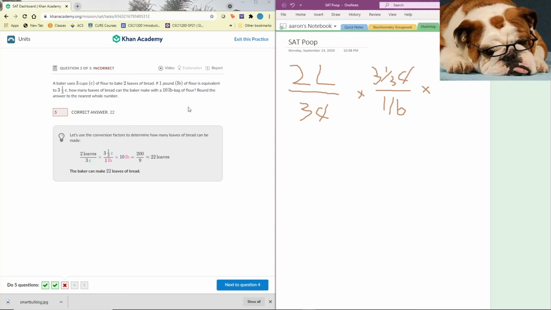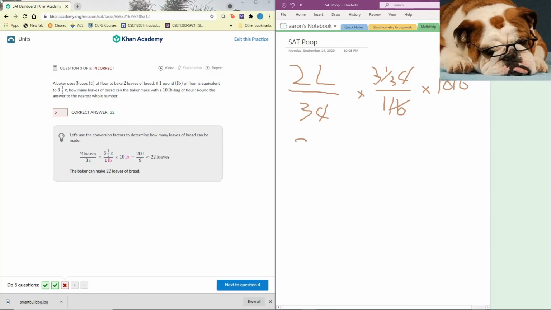And as you can see, just like we said, we need something with pounds in the numerator. Well, 10 is in the numerator, and it's 10 pounds. So 10 pounds. And this cancels that. And let's see what unit we're left with. Well, we don't have cups anymore, and we don't have pounds anymore, and we have loaves. And what's the answer in? Well, how many loaves of bread can the baker make? So we have exactly what we want here. So now we just have to plug this in to solve.